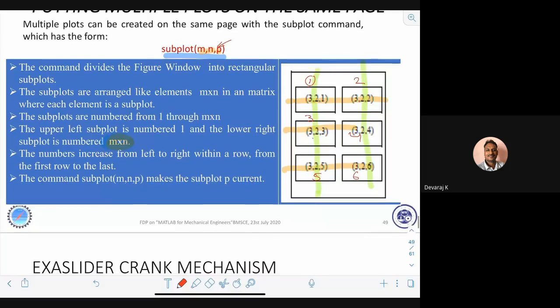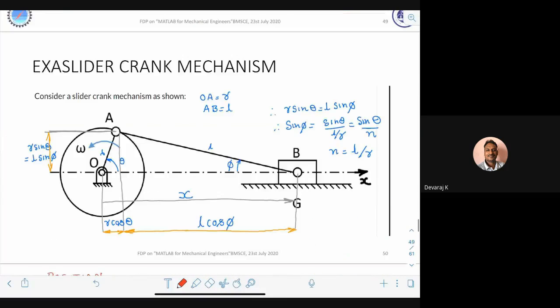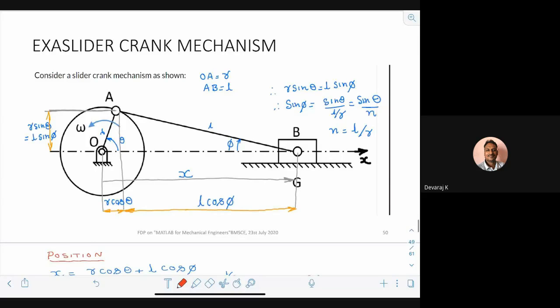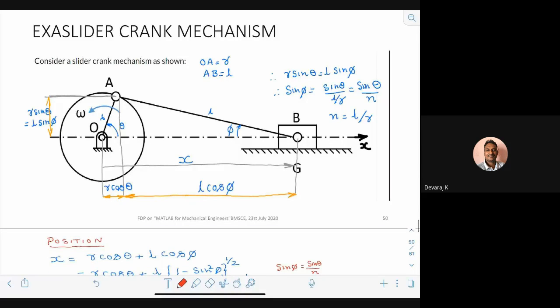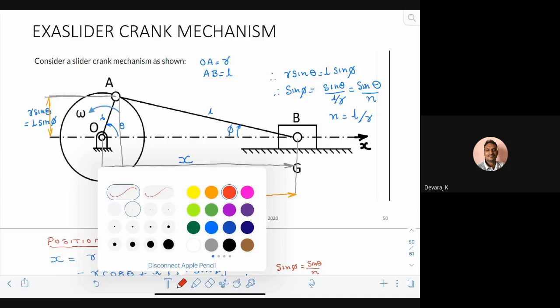That's an important thing. Now let us take a look into this example of a slider crank mechanism. I'm just trying to look at some very basic equations that you need to refer to. Take an example. I think I deleted something here. So it is an example of a slider crank mechanism.